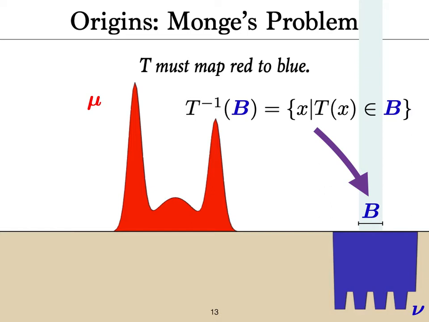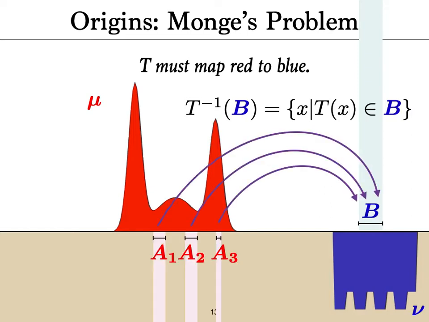So this is an inverse in the set sense. This is just going to be all of the points, locations x, such that my function T of x tells me to put sand in B, to land somewhere in B. And just to illustrate this, let's suppose that currently the map T is such that it takes all of the sand supported on 3 segments, A1, A2, and A3, and brings it somewhere in B.